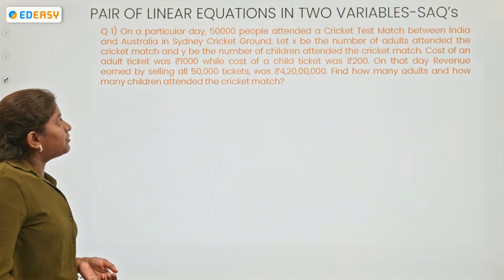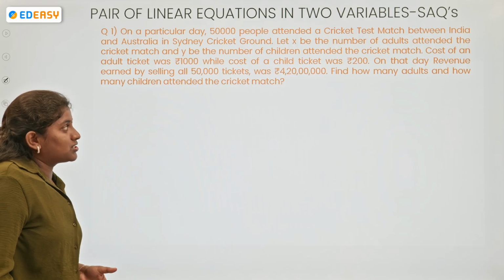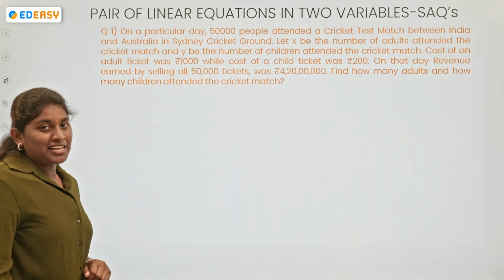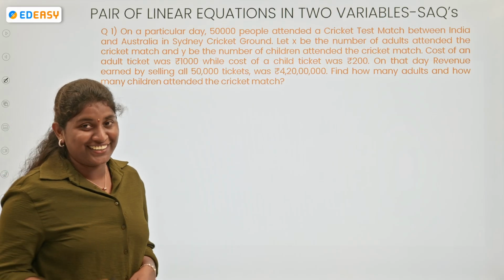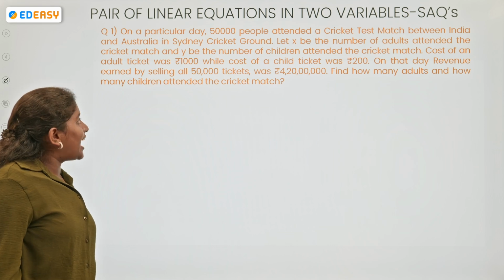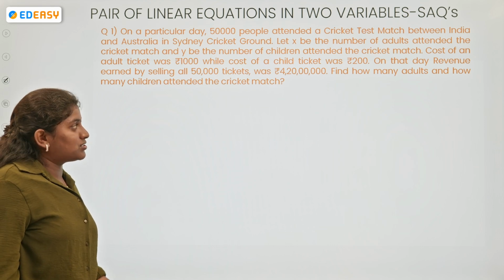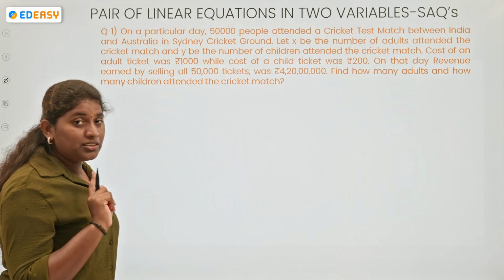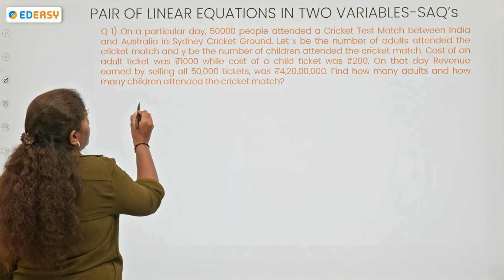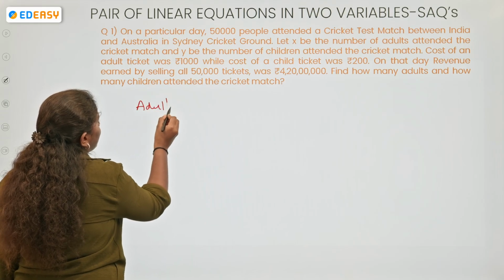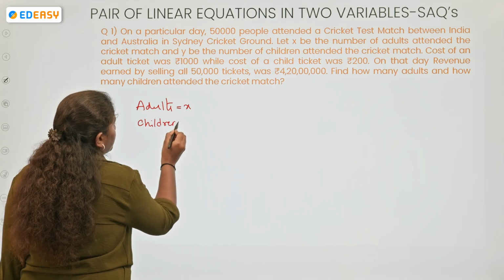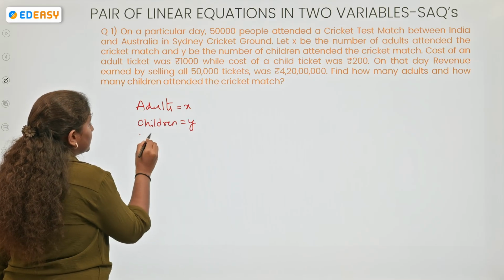Coming to the first one, on a particular day, 50,000 people attended a cricket match between India and Australia in Sydney Cricket Ground. So, interesting match, right? India and Australia. Yes. Now, let X be the number of adults who attended the match and Y be the number of children who attended the match. Okay. So, now how many total people attended the match? That is 50,000. So, the number of adults they gave as X and the number of children as Y, right?